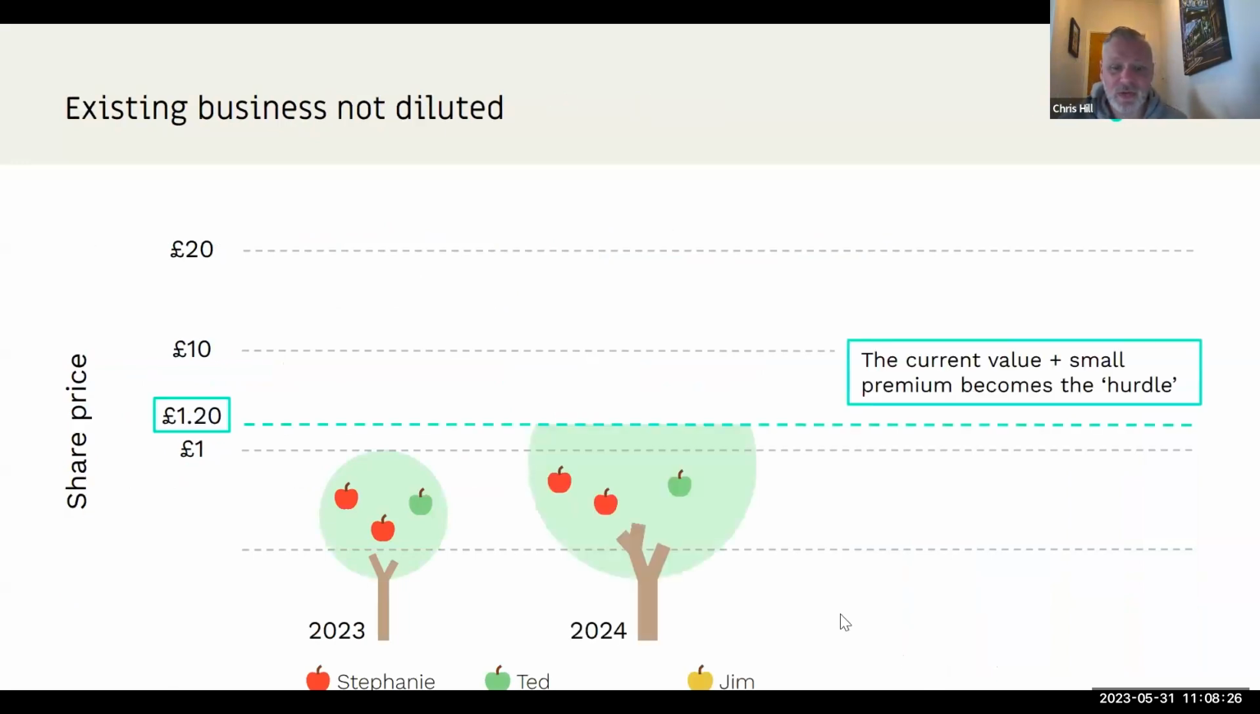But they want Jim to come in and work. So the business is worth £1 a share. Stephanie and Ted have built it to that £1 million, £1 a share. So they brought Jim in. However, they don't want to share in that £1 million. They've built it. So Jim comes in at a hurdle of 20%. So Jim shares everything above £1.20. So Stephanie and Ted have everything below £1.20 a share, or £1.2 million.